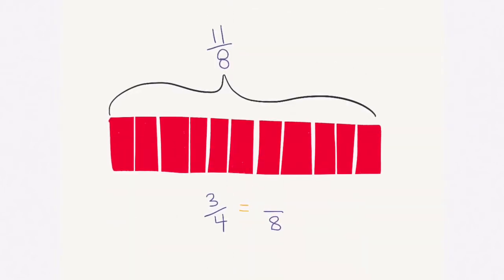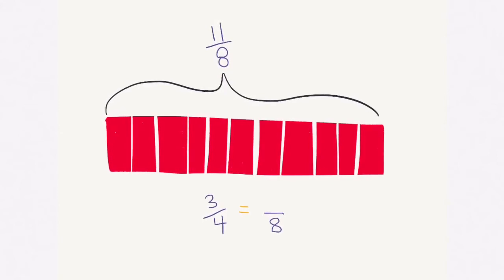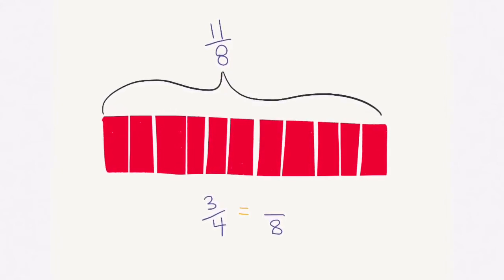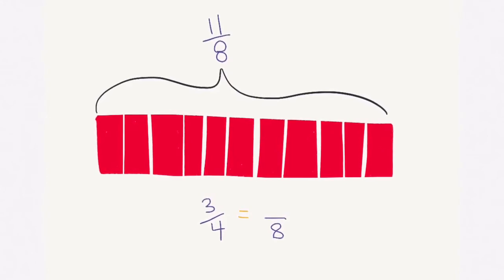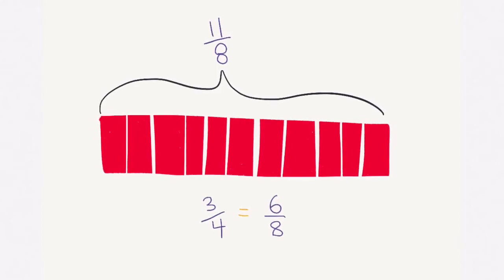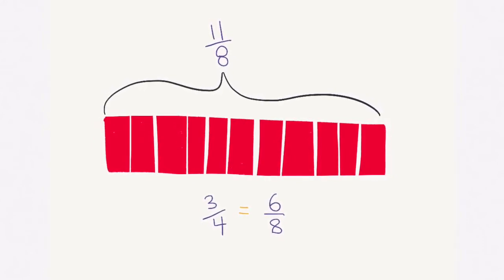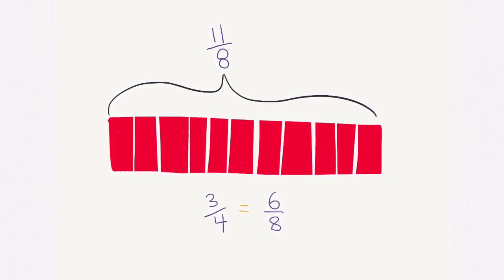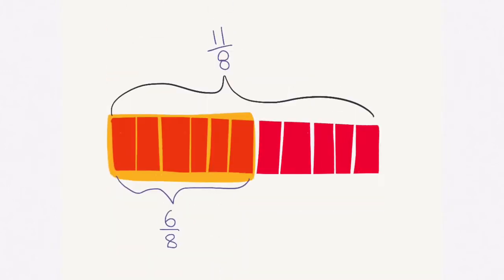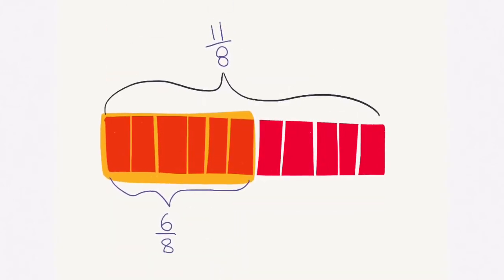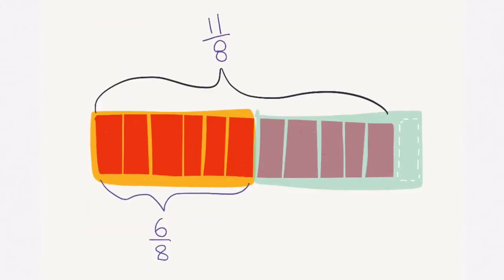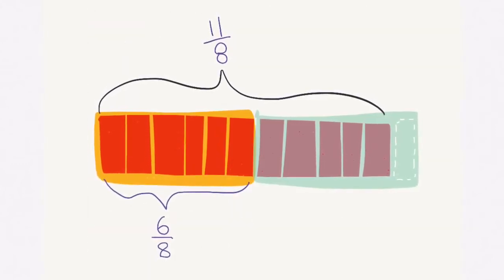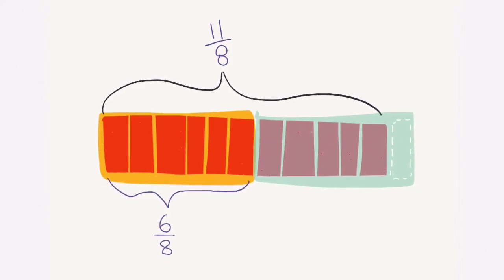Wait a minute. 4ths. We can make 3/4 equivalent to something in 8ths, can't we? In fact, 3/4 only needs to be doubled to get to 8ths. So an equivalent fraction would be 6/8. And can we take 6/8 from 11/8? Of course. And so here we go. Let's take away 6/8. Scoop. And can we take another 6/8? No. Look, we're missing one. We only have 5. We can only take 5/8.